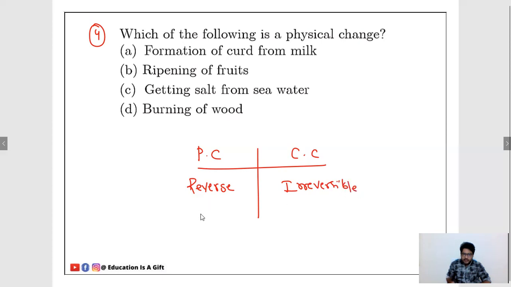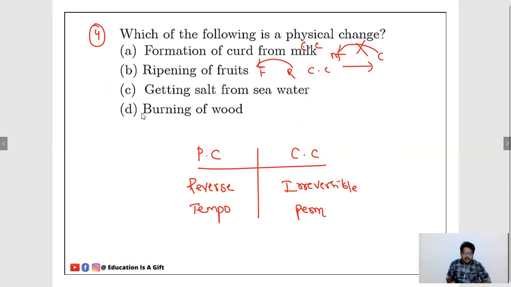While coming to physical change, the change is just temporary. Chemical change is permanent. Now if you observe A, B, C, D, formation of curd from milk. If milk is converted to curd, again from curd we cannot get milk back. So it is a chemical change. Ripening of fruits: if fruits get ripened, that cannot be reversed. So this one is also a chemical change.